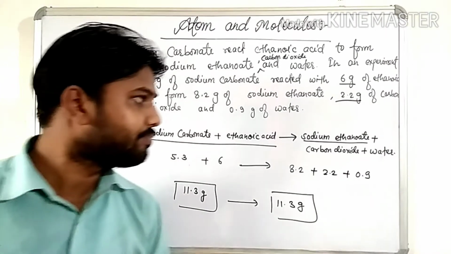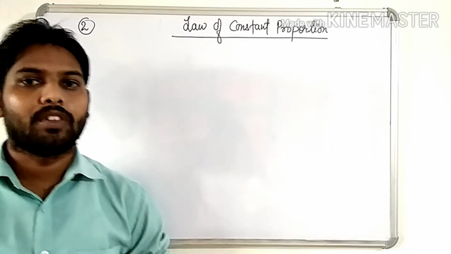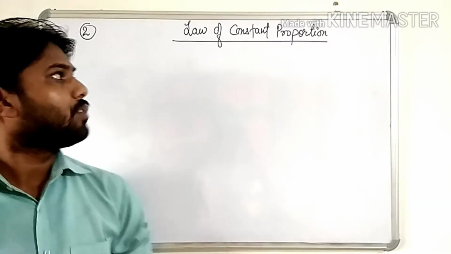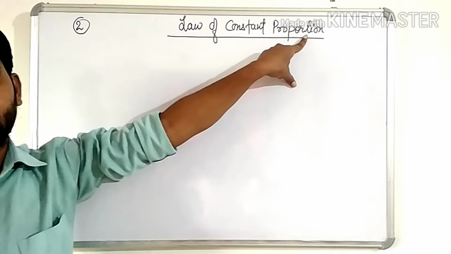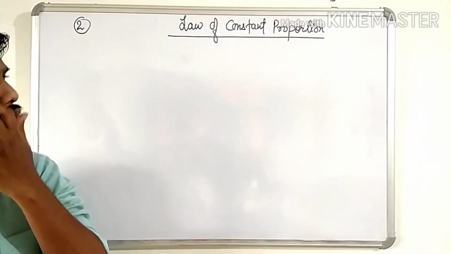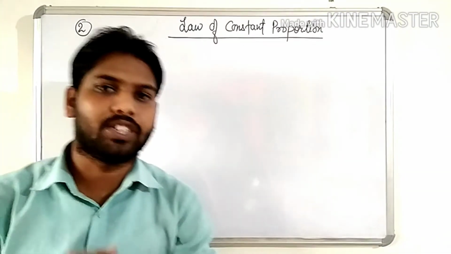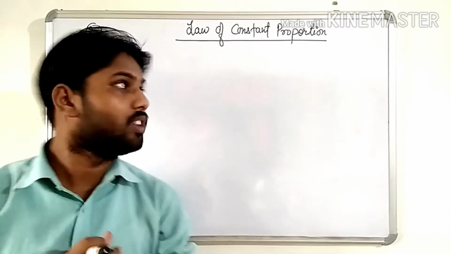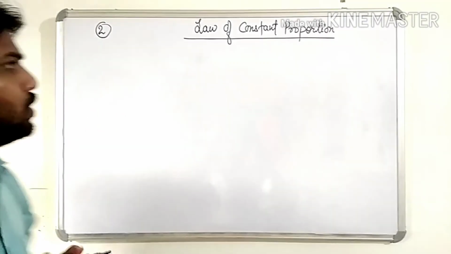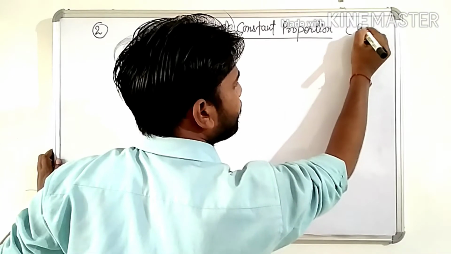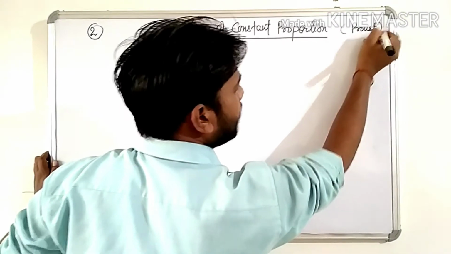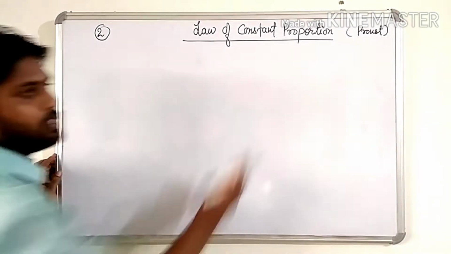Clear, children? Now the second law is the law of constant proportion. Students, constant means which never changes and proportion means ratio. This law was given by the scientist named Proust.